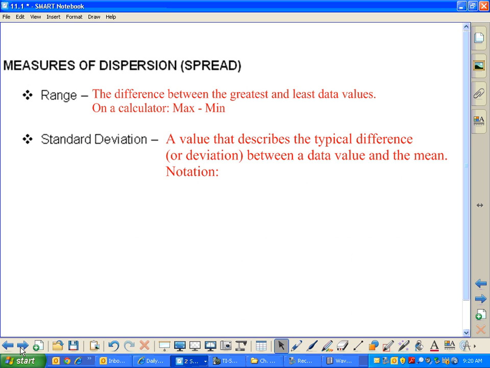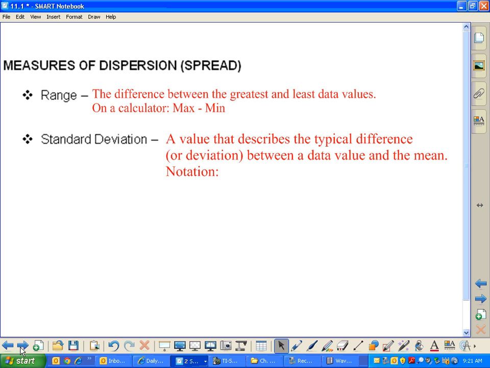Next step, we have measures of dispersion. Root word, disperse, to spread it out. And the definition of our range is just the difference between the greatest and least data values.